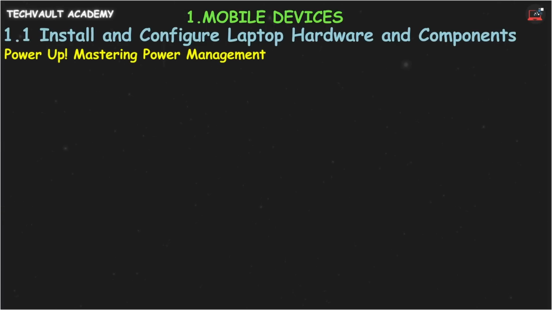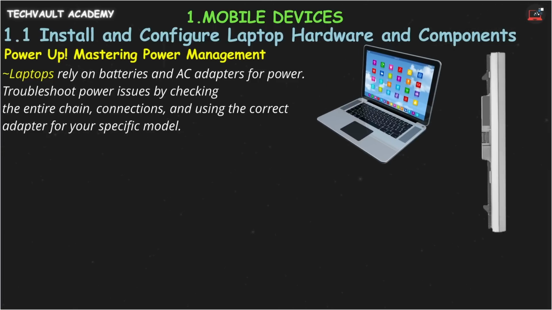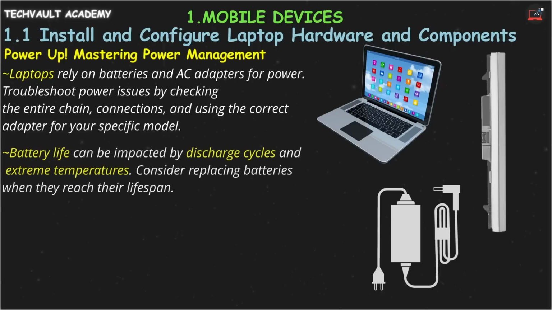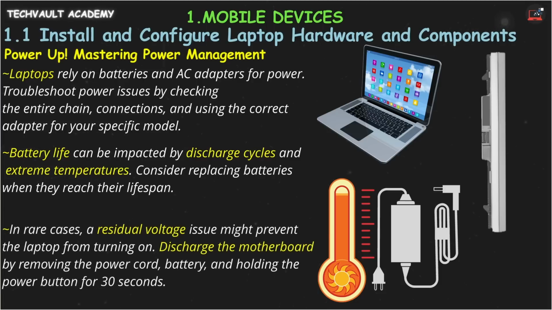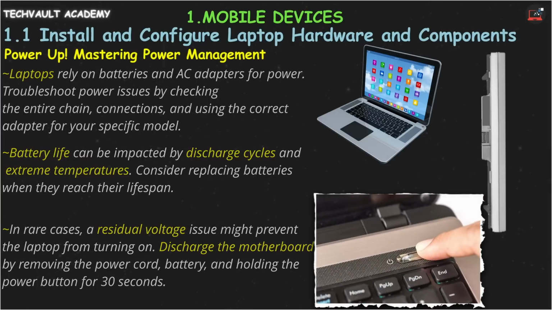Mastering power management. Laptops rely on batteries and AC adapters for power. Troubleshoot power issues by systematically checking the entire chain, connections, and using the correct adapter for your specific model. Battery life can be impacted by discharge cycles and extreme temperatures. Consider replacing batteries when they reach their lifespan. In rare cases, a residual voltage issue might prevent the laptop from turning on. Discharge the motherboard by removing the power cord, battery, and holding the power button for 30 seconds.